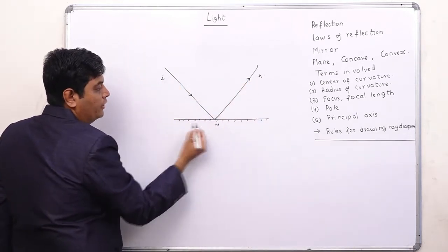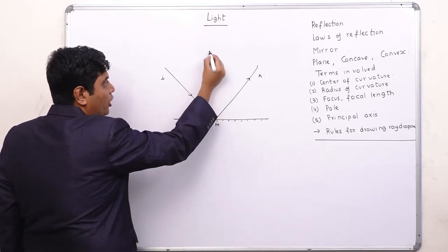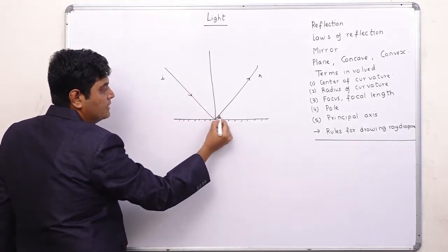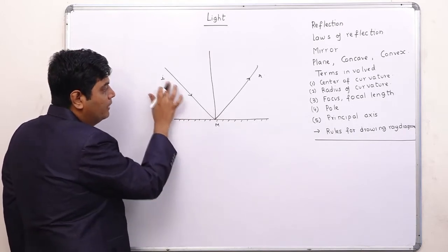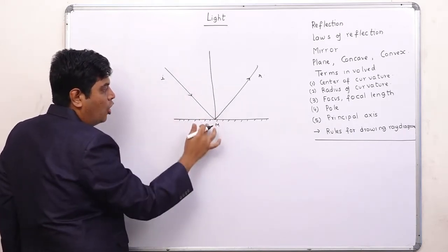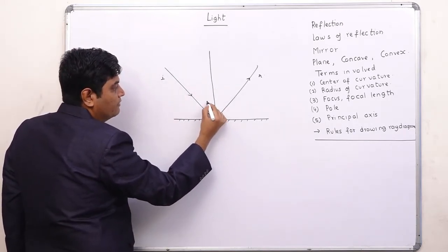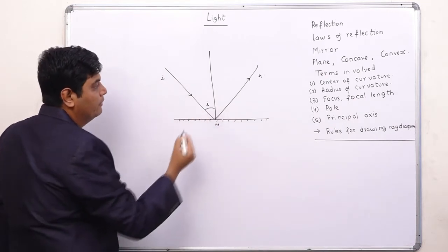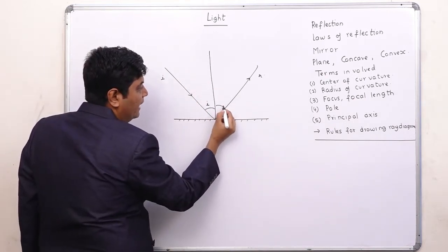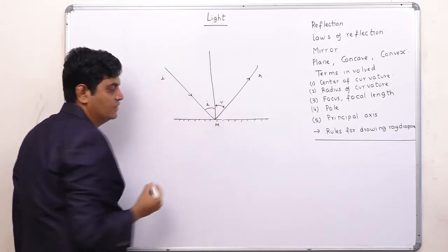At the point of contact of the mirror and the incident ray, you draw a normal. Normal is 90 degrees. The angle between the incident ray and the normal is known as the angle of incidence. And the angle between the normal and the reflected ray is known as the angle of reflection.